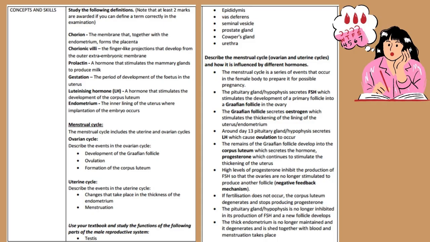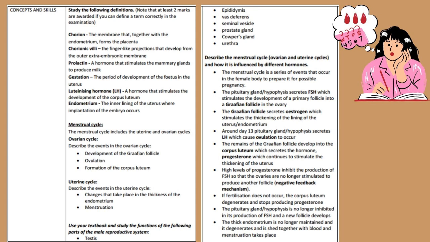Concepts and skills. Study the following definitions. Note that at least 2 marks are awarded if you can define a term correctly in the examination. Chorion, the membrane that, together with the endometrium, forms the placenta. Chorionic villi, the finger-like projections that develop from the outer extraembryonic membrane.